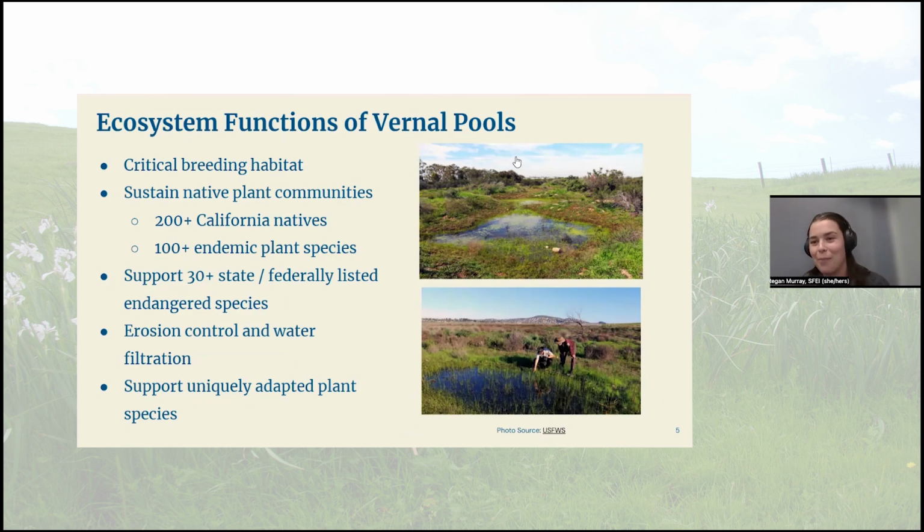Additionally, the juicy topic for all of our botanists, they're huge supporters of native plant communities. There are over 200 California natives that call vernal pools home. And of those 200 species that you can find in a vernal pool, 100 of them are endemic to vernal pools. So really special habitat. And out of those 200 species that occur in vernal pools, over 30 of them are state or federally listed as endangered. And we'll get into the reasons behind that in a few slides here. But beyond being incredible habitats and supporting all of these wonderful plant and animal communities, they also provide great erosion control and water filtration for what is often the surrounding wetland habitat.